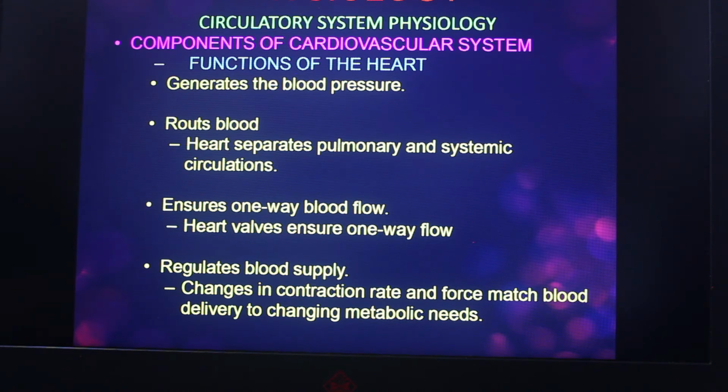the heart generates the blood pressure. It routes the blood. For example, the heart itself separates the pulmonary and systemic circulations. It ensures one-way blood flow, and this is made possible by the valves that are present in the heart. And it regulates blood supply. And the changes in contraction rate and force match blood delivery to changing metabolic needs.